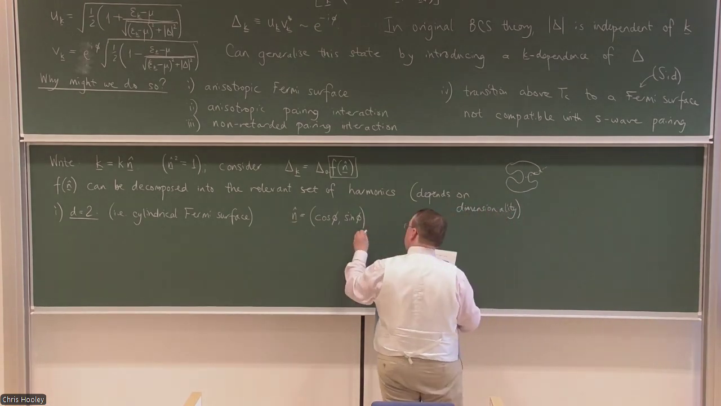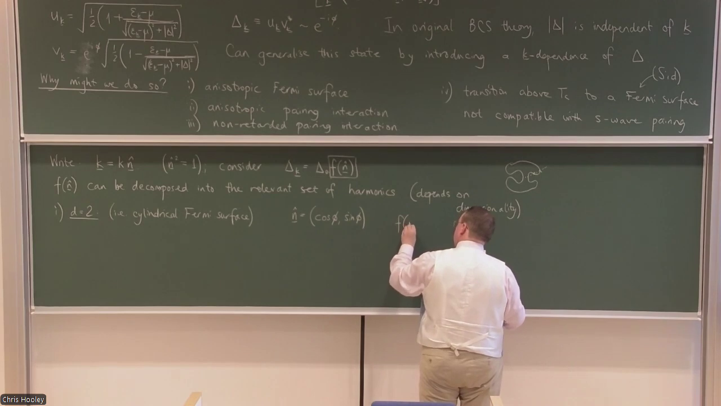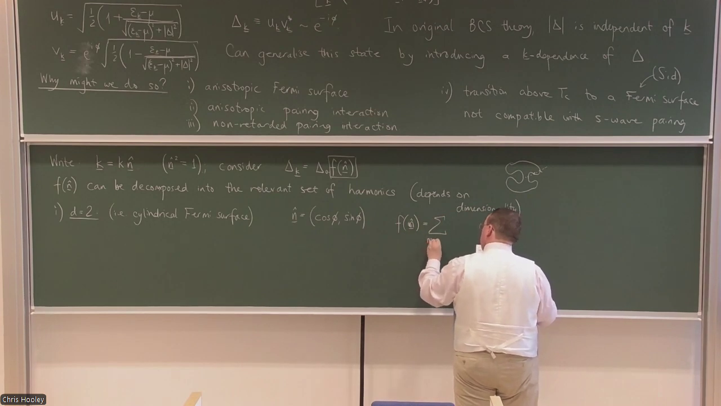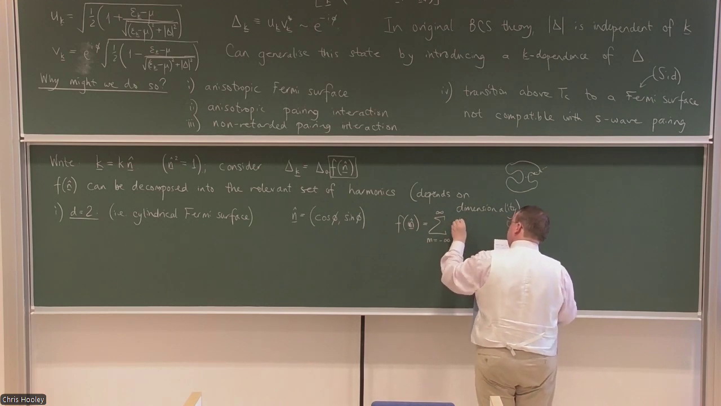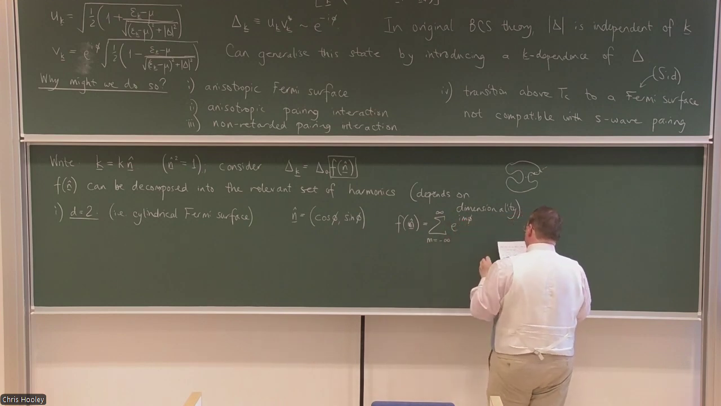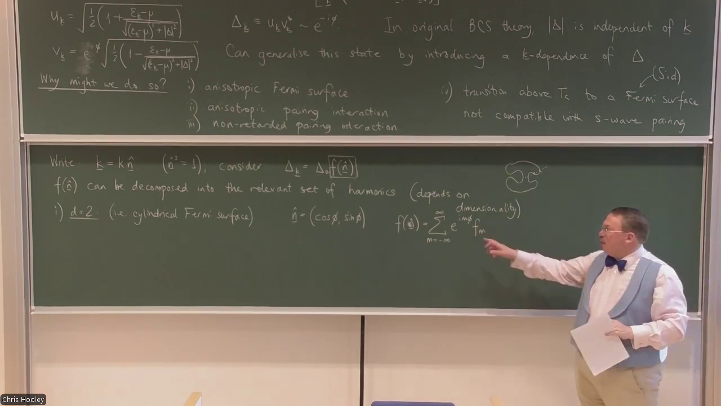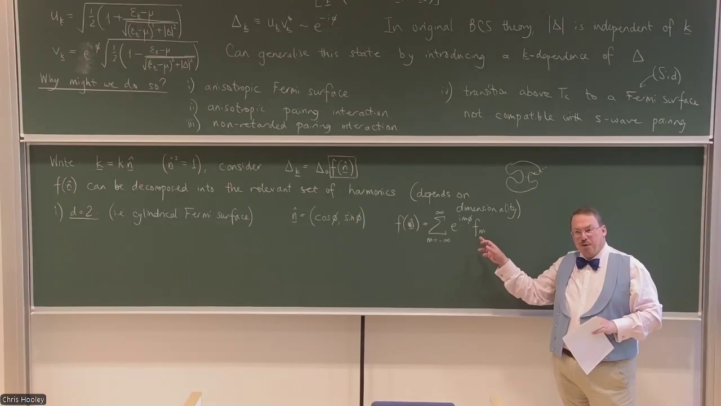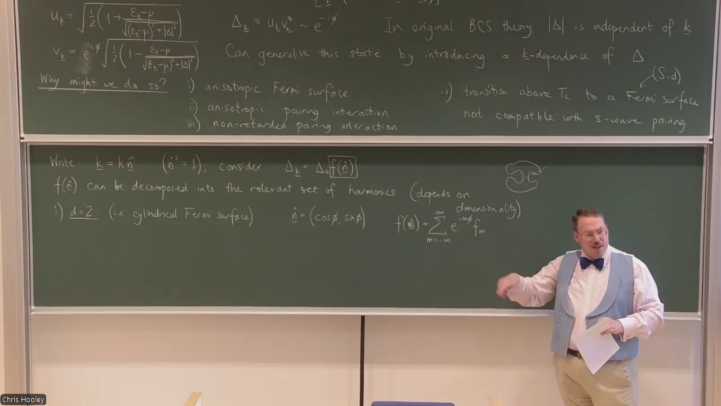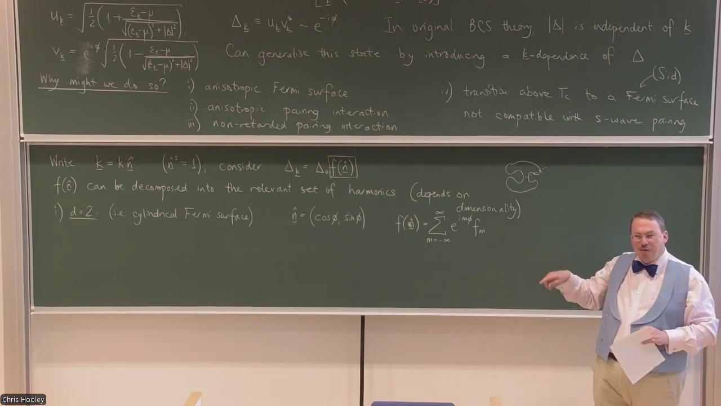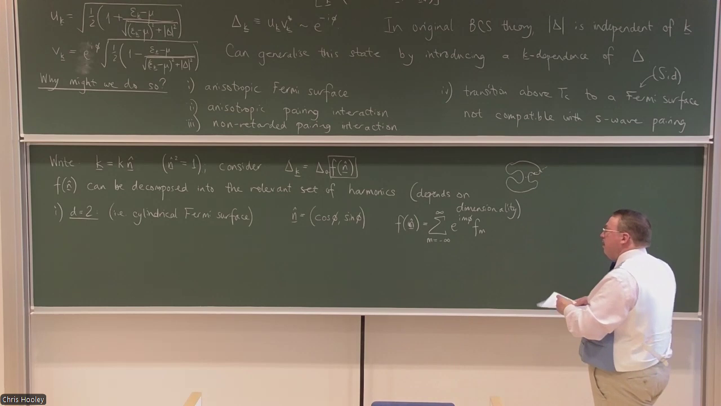And any function of that unit vector can be written in more than one basis you could use. So I might sum over all of the complex exponentials that are consistent with periodicity. So that's just a Fourier decomposition of this function around the Fermi surface. M equals 0 is the bit that doesn't depend on phi. M equals 1 is the bit that oscillates once as you go round. M equals 2 oscillates twice.